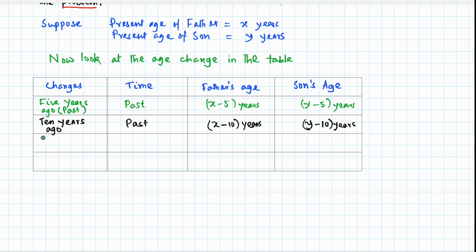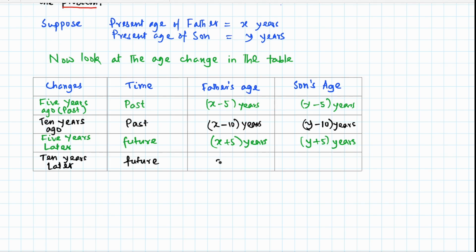Now 5 years later, so this is future, that means you have to add: x plus 5 years, and y plus 5 years. So son's age becomes y plus 5 years. Then 10 years later, again this is future, but 10 years in the future. So x plus 10 years and y plus 10 years.